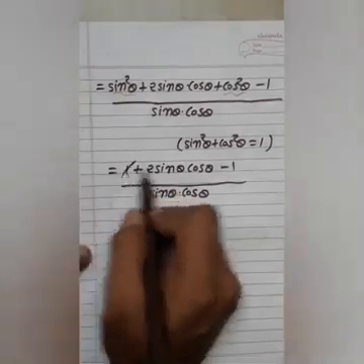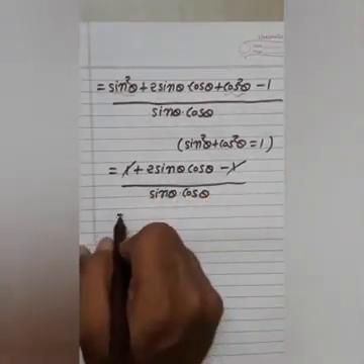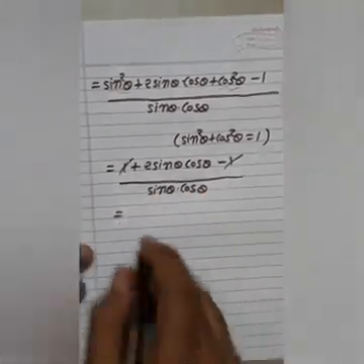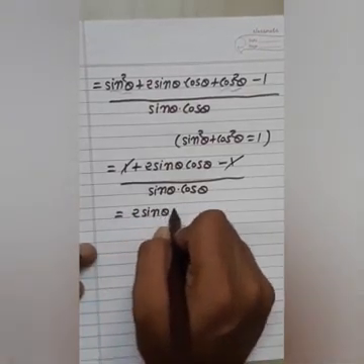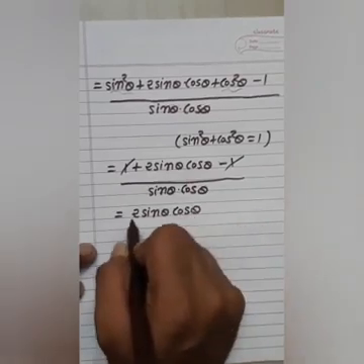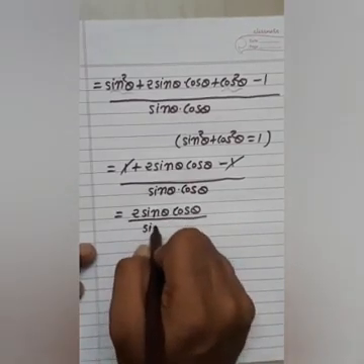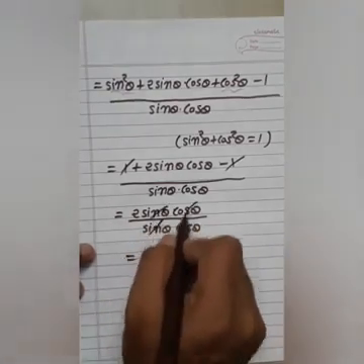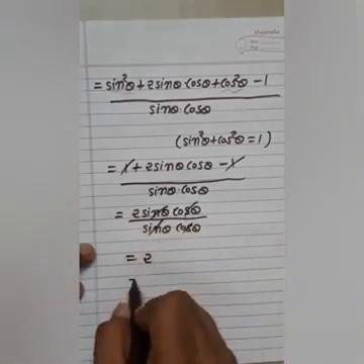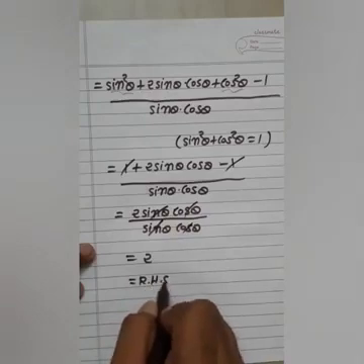Now plus 1 minus 1 cancel out, so the remaining term is 2 times sin theta into cos theta upon sin theta into cos theta. Now again cancel out this term, so our answer is 2, which is our RHS.